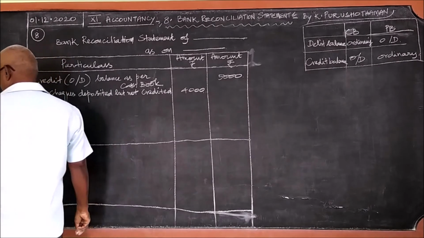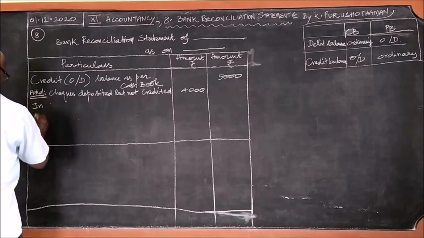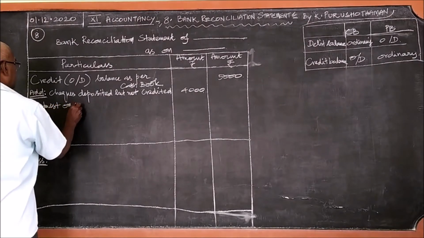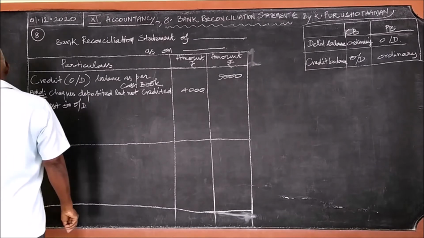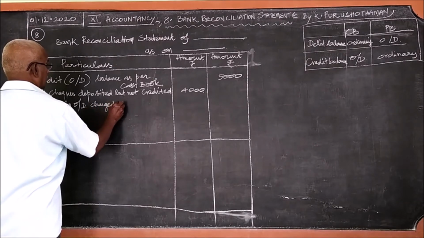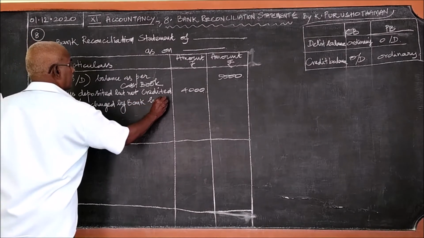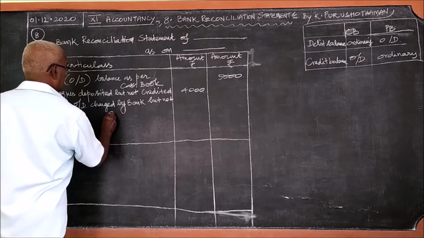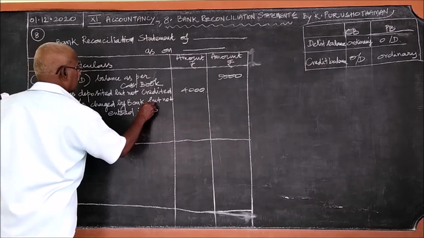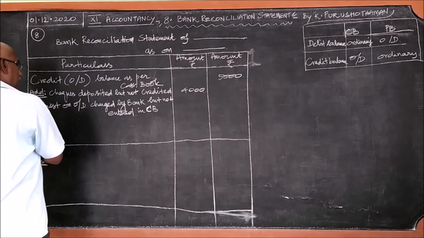Then the next add item is interest on overdraft. Interest on overdraft charged by bank but not entered in cash book. Not entered in cash book. 120.